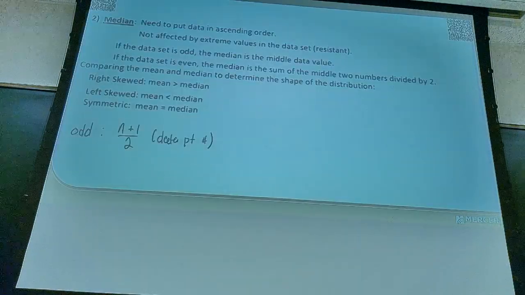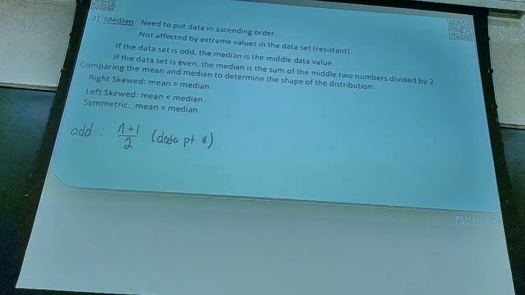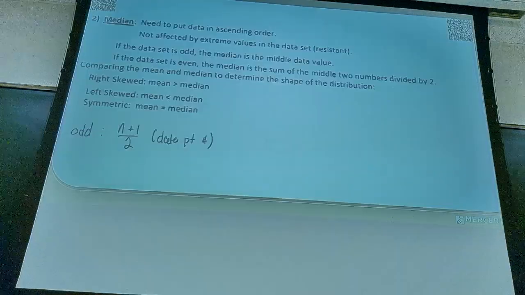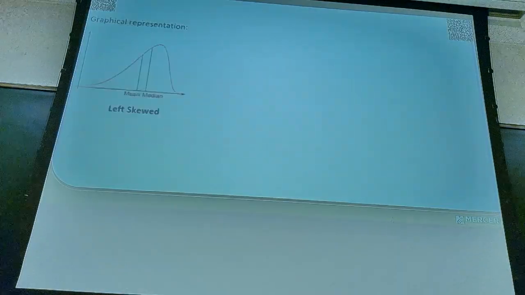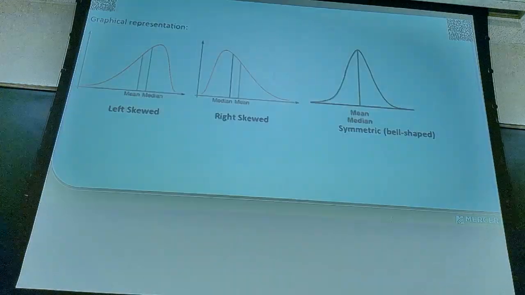Right? Obviously, we can choose data where the mean and the median are the same. Right, and then graphical representations. This is what it would look like if it was left skewed, something similar to this. Right skewed, symmetric. The bell curve, they call it.